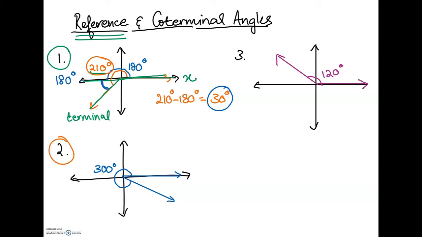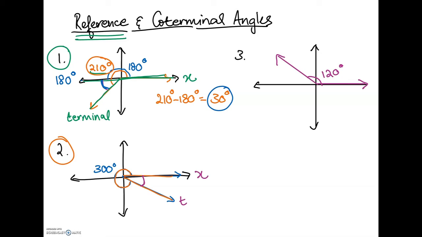So let's do our second example. As you can see, we have a graph over here. We have an initial side over here and a terminal side over here, and this is our angle. It's 300 degrees. So what is the reference angle? Obviously, it's between the terminal side, so this is t, and the x-axis, which is here. So this angle is our reference angle.